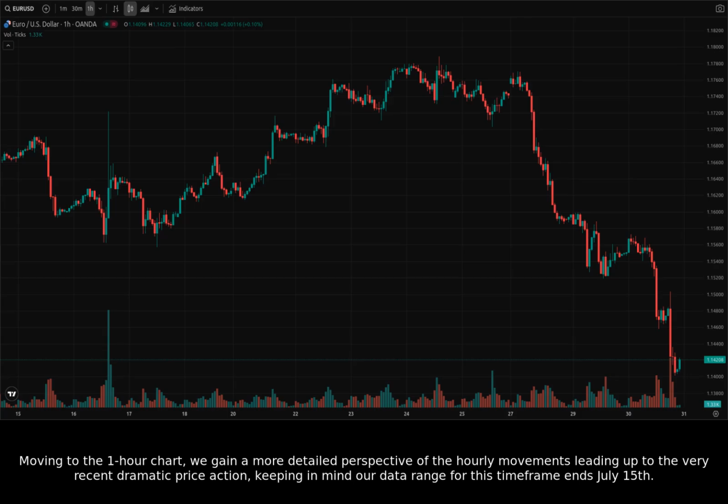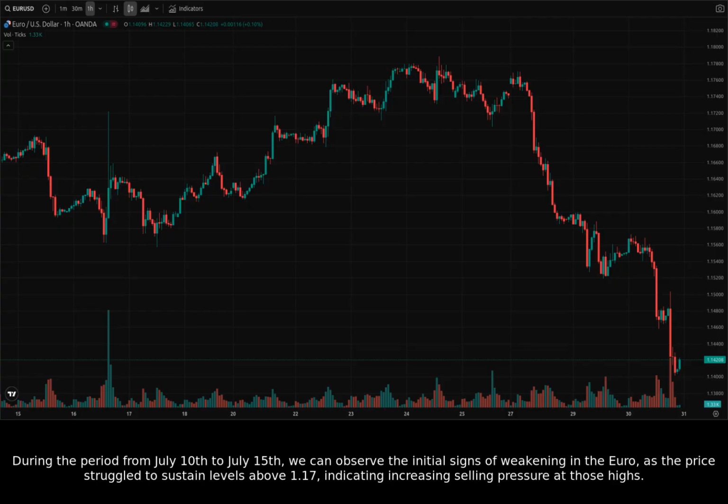Moving to the 1-hour chart, we gain a more detailed perspective of the hourly movements leading up to the very recent dramatic price action, keeping in mind our data range for this time frame ends July 15th. During the period from July 10th to July 15th, we can observe the initial signs of weakening in the euro, as the price struggled to sustain levels above 1.17, indicating increasing selling pressure at those highs.